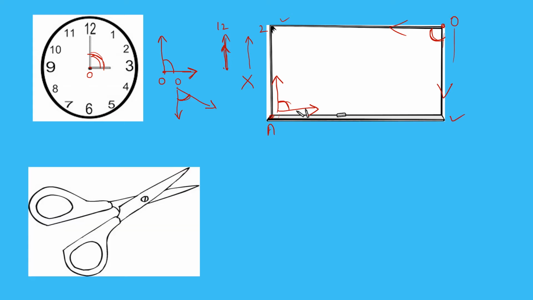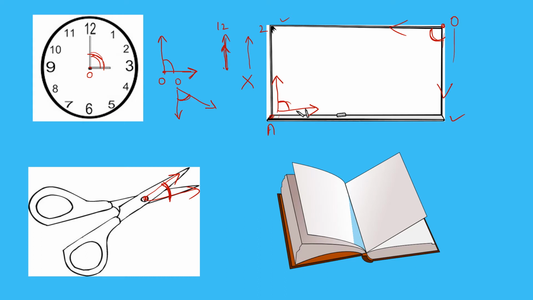Another example, scissors you must have seen. Now you can see the blades of the scissors. Now see, this is the common endpoint. From here, one ray is one blade of the scissor and another ray is the other blade of the scissor, and this angle is formed.